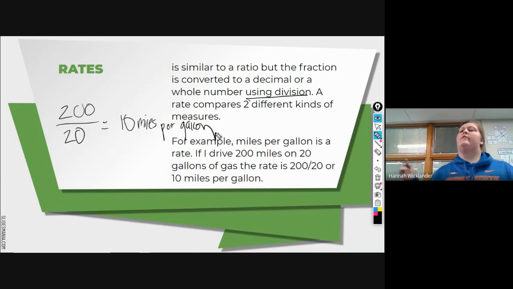So with ratios and rates and proportions in the sentence, the number that comes first is what goes on top of the fraction, and the number that comes second is what goes on bottom of the fraction.